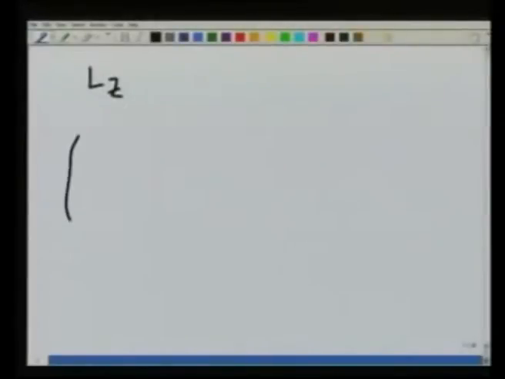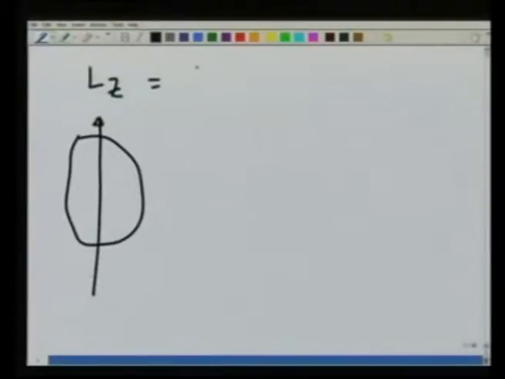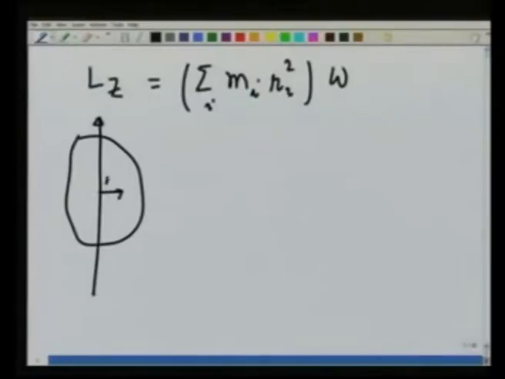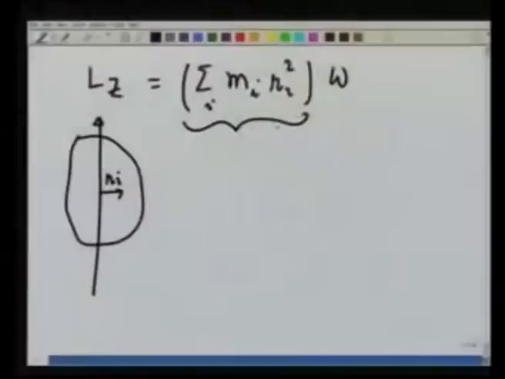Having obtained the expression for Lz as summation over i of m_i R_i square omega, where R_i is the perpendicular distance from the axis of rotation, we call this quantity the moment of inertia I omega. Let us calculate this quantity I for certain simple and slightly more involved elements.